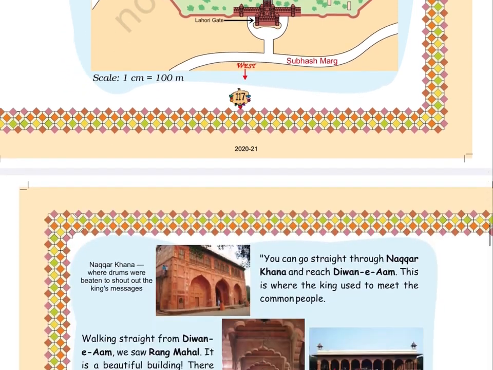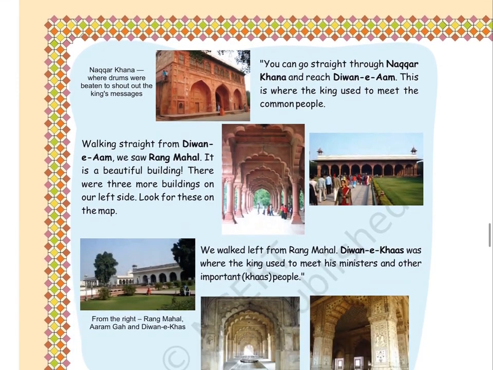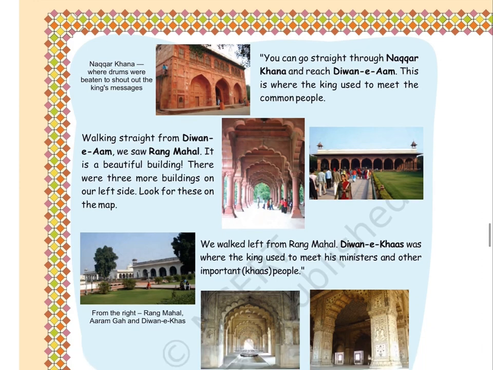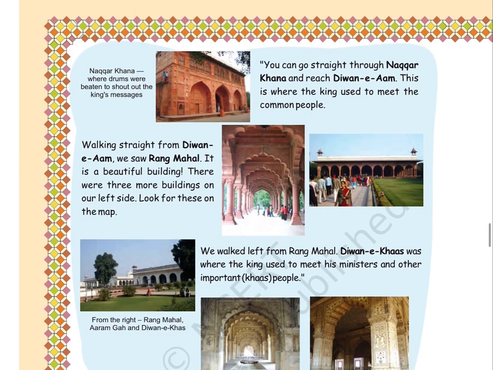Page 118. You can go straight through Nakkar Khana and reach Diwan-e-Aam. This is where the king used to meet the common people. On the left of it, we see a picture of Nakkar Khana, where drums were beaten to shout out the king's messages. Walking straight from Diwan-e-Aam, we saw Rang Mahal. It is a beautiful building.